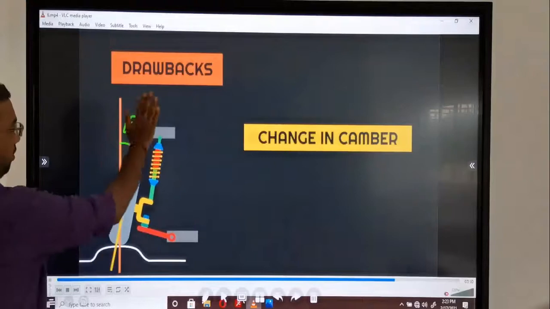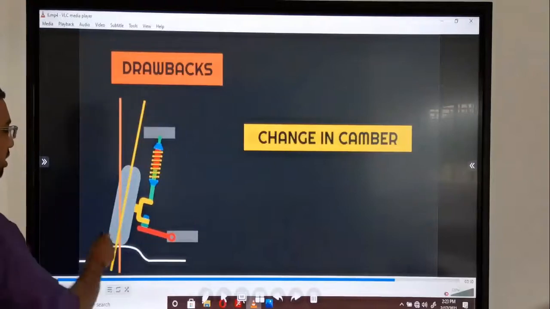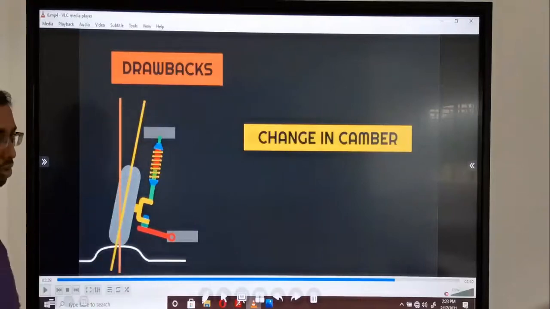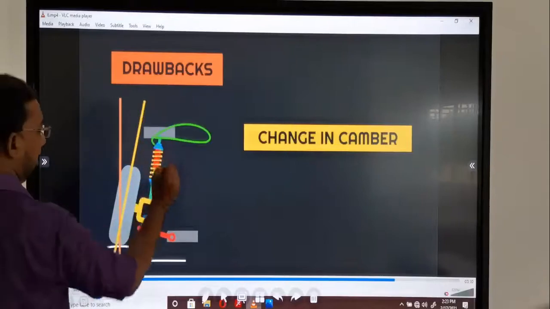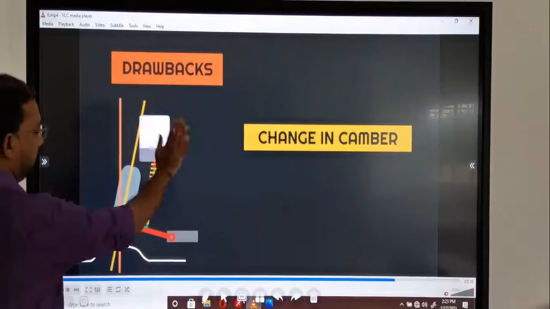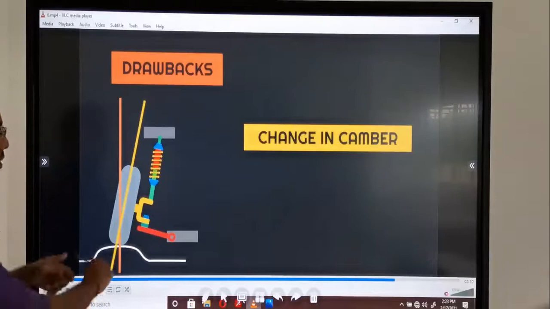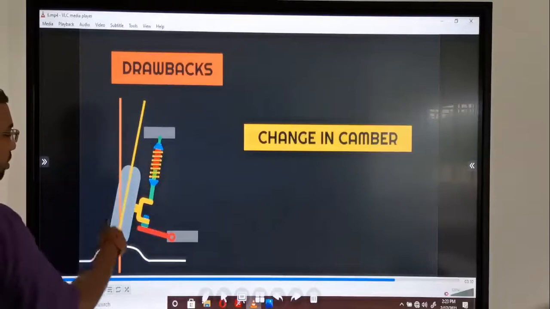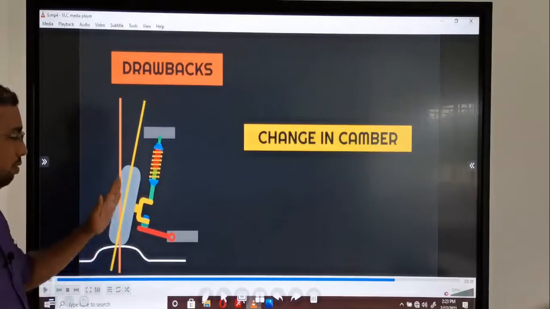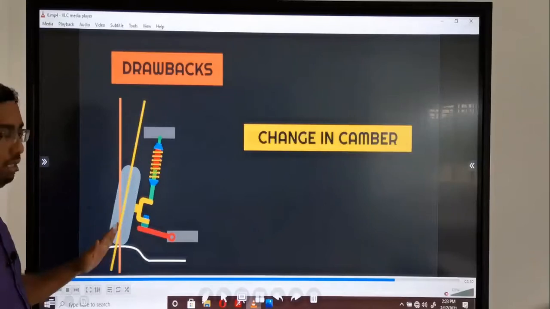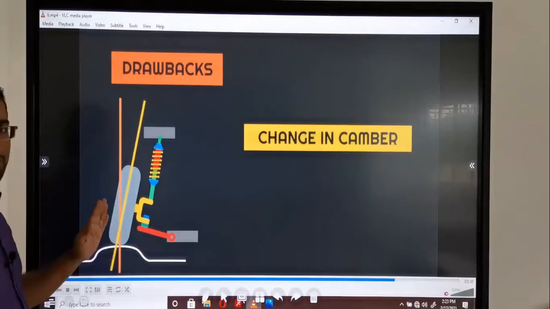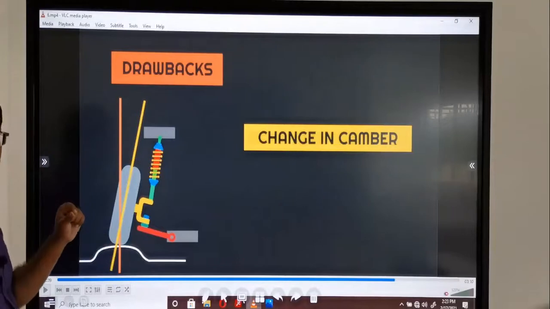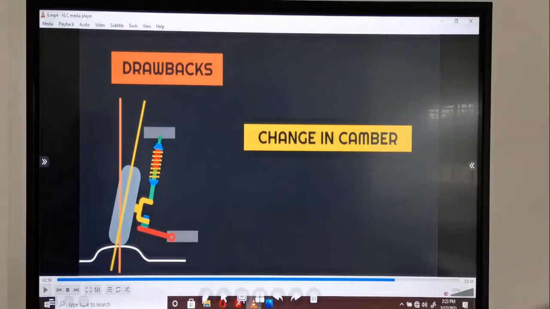So in the wishbone type, the wheels move vertically up and down because of the upper arm. But here there is one lower arm and the strut is placed like this, so the wheel can move in an inclined position. So this camber angle change is higher than the wishbone type suspension.